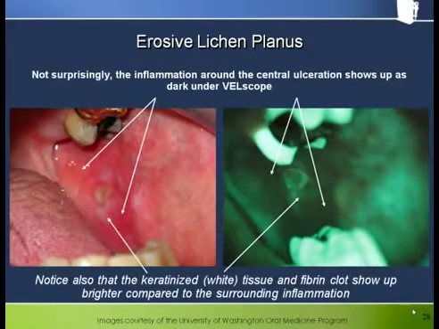This is an example of erosive lichen planus, and not surprisingly the inflammation around the central ulceration shows up as dark under VELscope. Notice also that the keratinized tissue and the central fibrin clot show up brighter compared to the surrounding inflammation because of the fluorescence associated with both keratin and fibrin. The intense dark areas are entirely consistent with the inflammation, quite evident under white light, that is classically associated with erosive lichen planus. This should not in any sense be viewed as a false positive, merely the fluorescence response to the tissue processes behaving as expected.